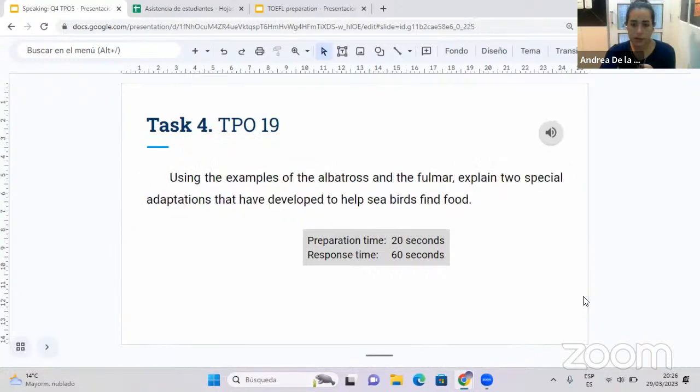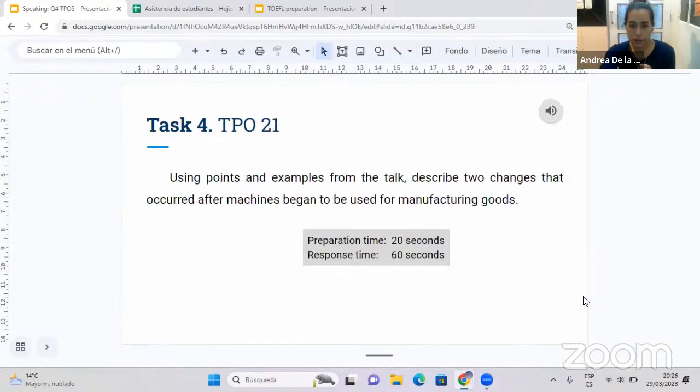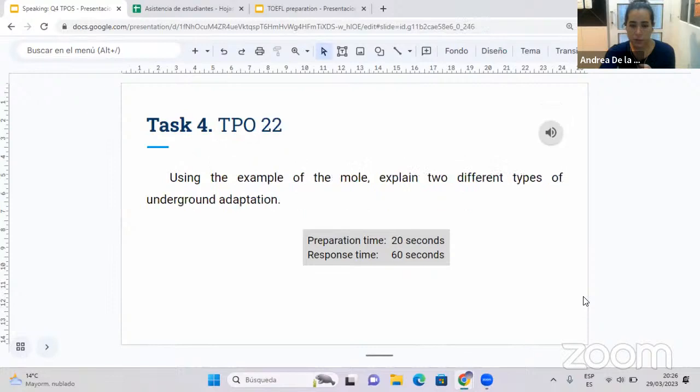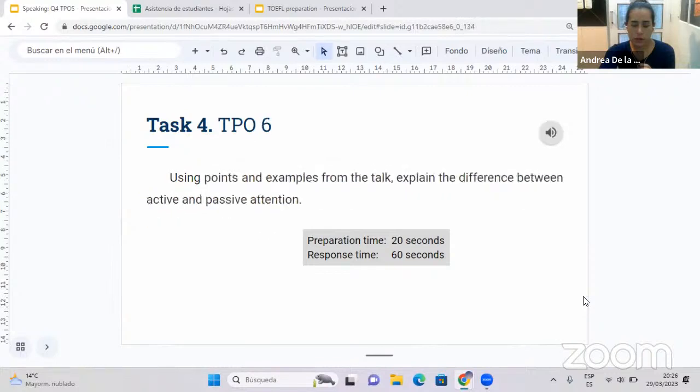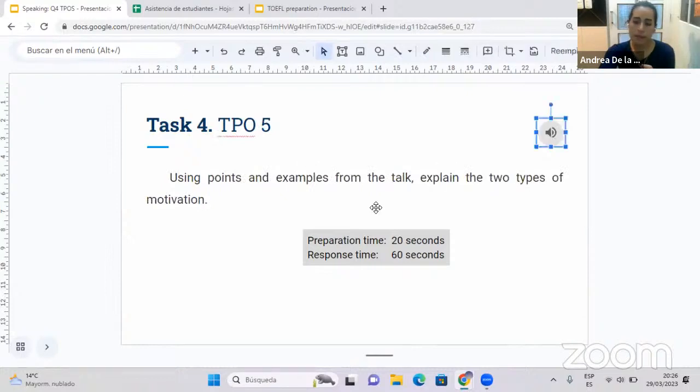Okay, guys, now I want to do something different. So, okay, first let's do this one here. Where is it? Okay, let's take a look.